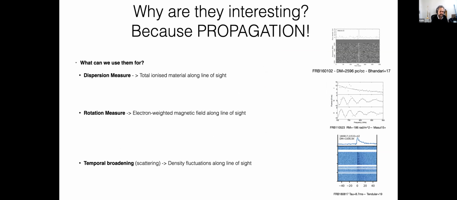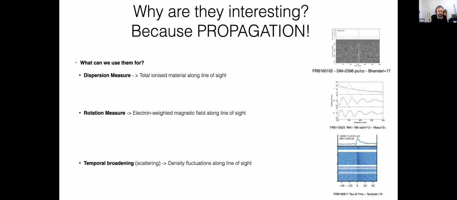As the radio waves propagate through the universe, they interact with the material along the line of sight, and that gives you some really interesting integrated quantities that you can measure, and then use to back out and work out what the universe is made of. There's kind of three broad classes here.